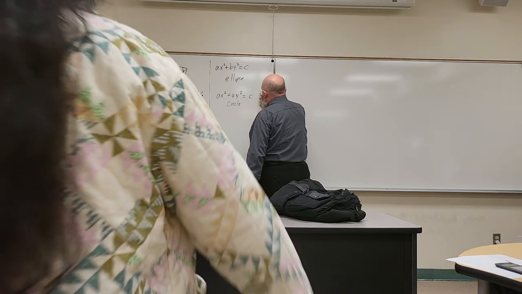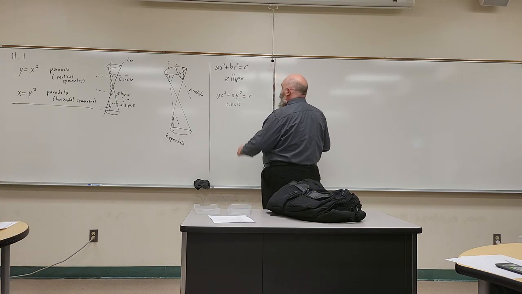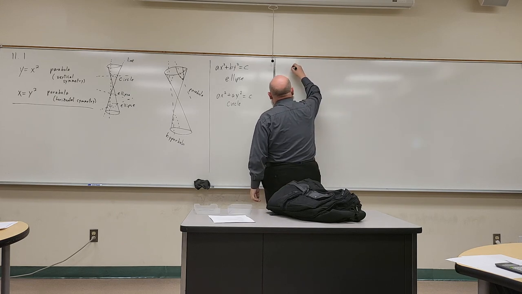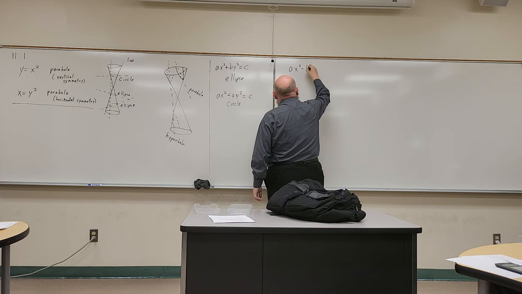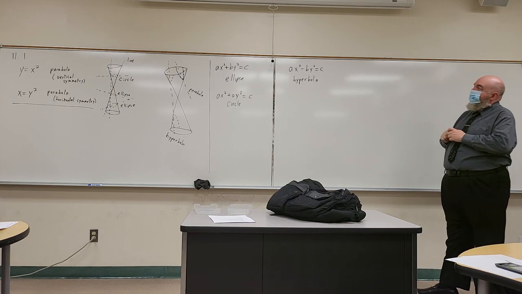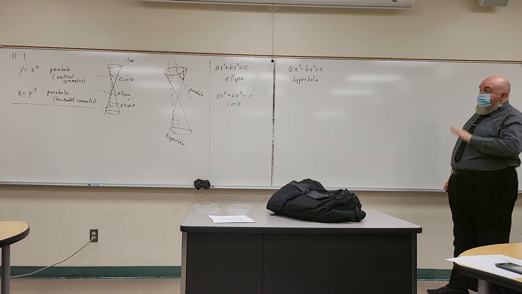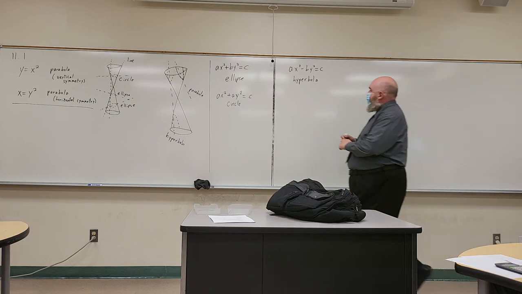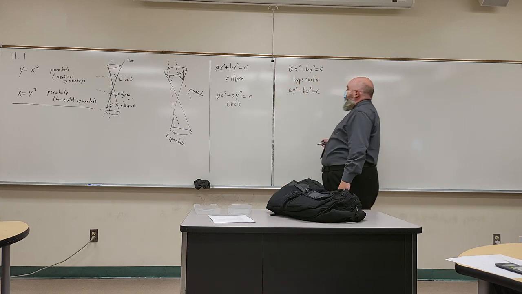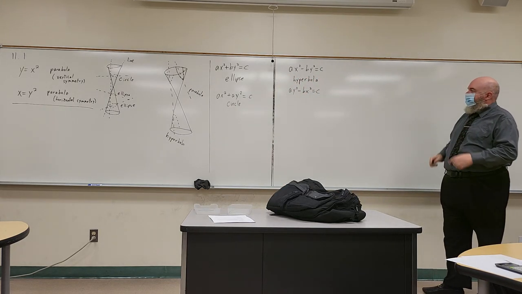So there is the other scenario. As I said, for the ellipse, A, B, and C must all be positive. But there's also the case where they're not all positive. And that's the hyperbola. Now, whether A is positive and B is negative, or A is negative and B is positive, that has nothing to do with whether it's a hyperbola or not. So in other words, AY squared minus BX squared equals C is also a hyperbola. It's an orientation question. And I'll talk about hyperbolas tomorrow, and we'll get into that a little more.